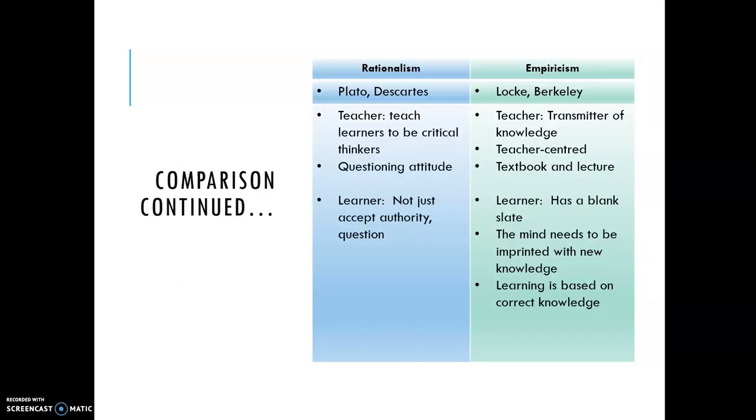The comparison continues by telling us that rationalism feels that the teacher teaches learners to be critical thinkers, while in empiricism, the teacher is the transmitter of knowledge. It is generally a teacher-centered approach. We focus on the textbook and we stick to it. I hope this has helped you to have a better understanding of rationalism and empiricism.